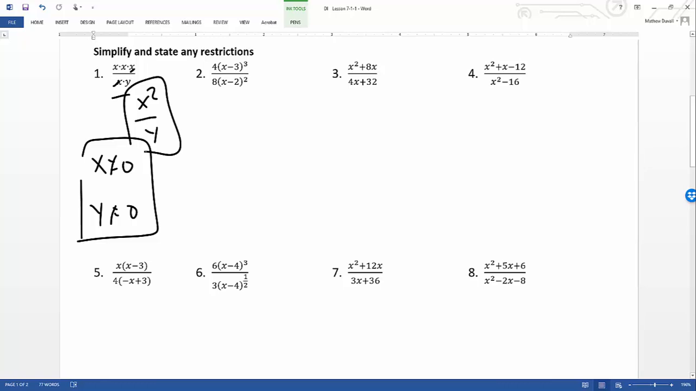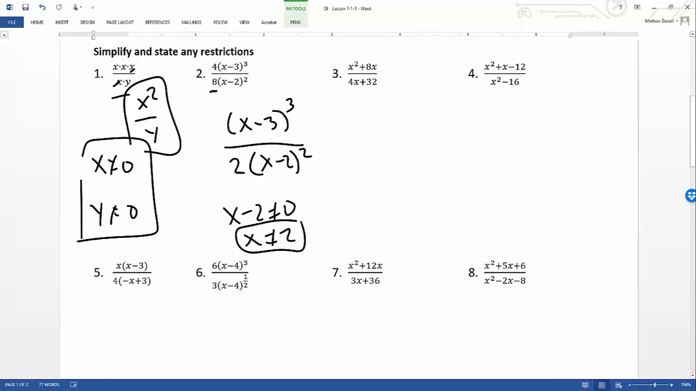Now for this one right here, the only thing that cancels out could be the 4 and the 8. So that's going to reduce. So I'm left with (x minus 3) cubed over 2 times (x minus 2) squared. The x minus 3 and the x minus 2 squared, they're not the same factors, so they're not going to cancel out. Now my restrictions, you just set the denominator can't equal 0, x can't equal 2.